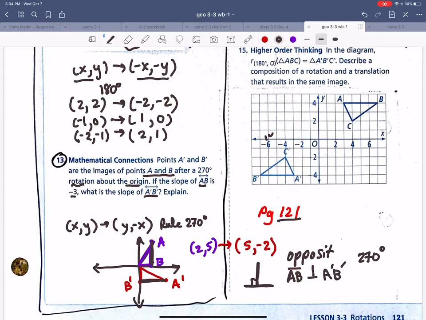And that's what I have. So I want a slope that's the opposite reciprocal. So if my slope is -3, then my perpendicular slope would be +1/3. Cool.